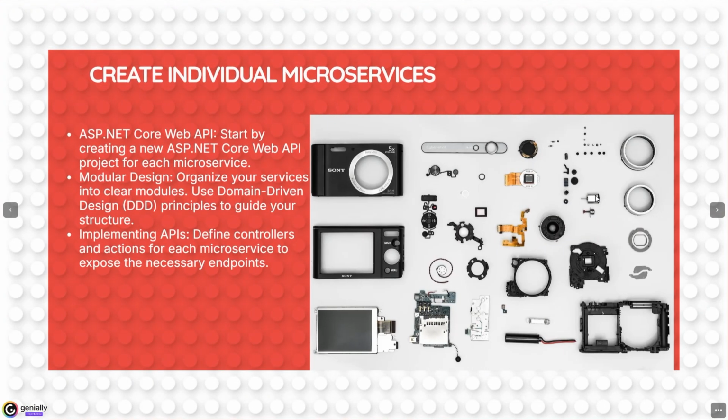Next thing we need to do, create individual microservices. So, ASP.NET Core Web API creating. Start by creating a new ASP.NET Core Web API project for each microservice. Next, modular design. Organize your services into clear modules. Use domain-driven design principles to guide your structure. Next, implementing APIs. Define controllers and actions for each microservice to expose the necessary endpoints.